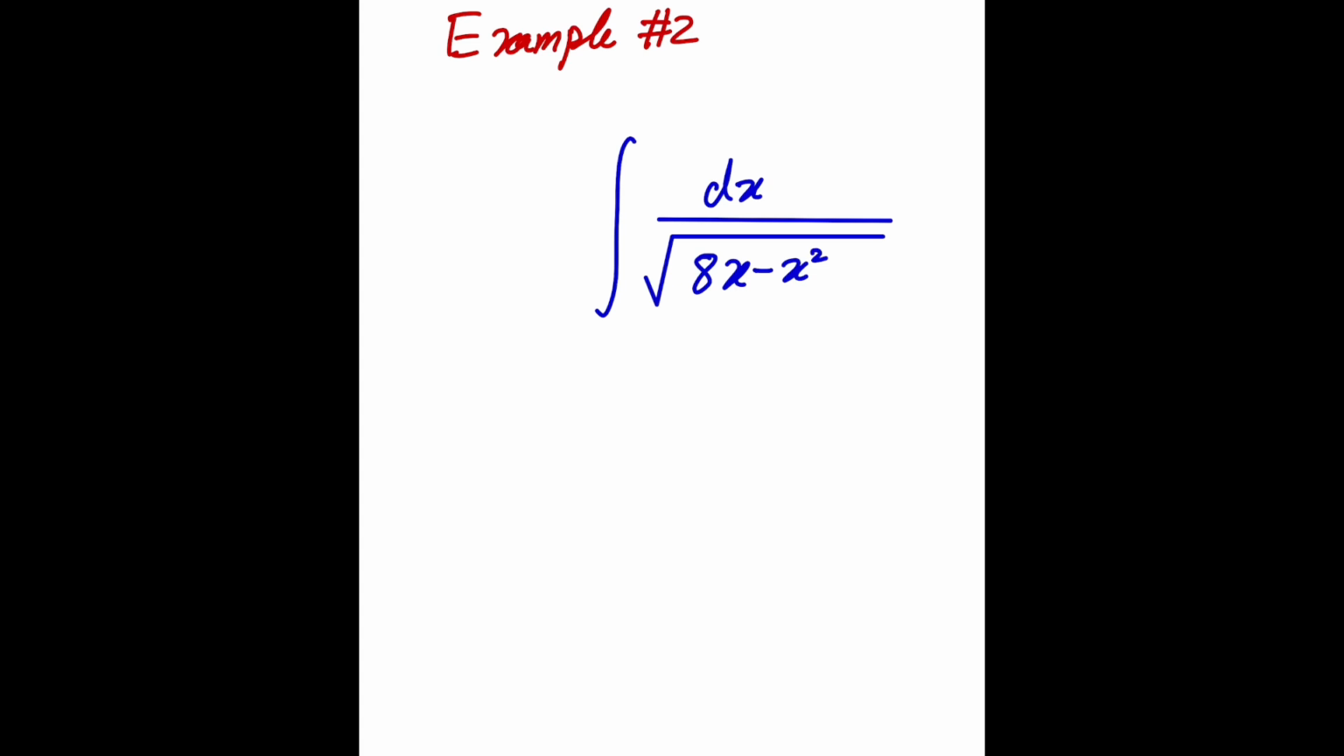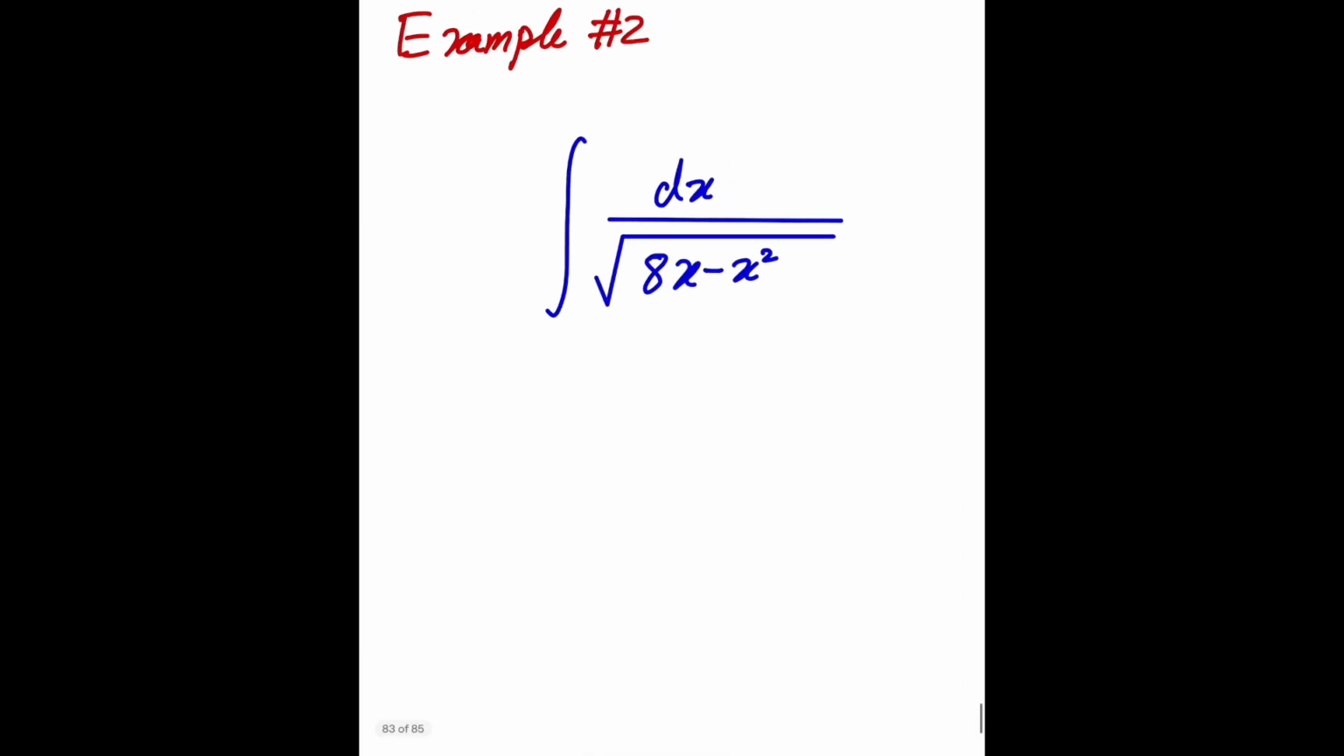Next, like we did before in the previous example, we can check if the differentiation of what's under the square root matches the numerator. But we can see that is not the case here. It is 8 minus 2x that is not found in the numerator. So let's take a different approach. We can see that we can simplify this expression using the completing the square method.